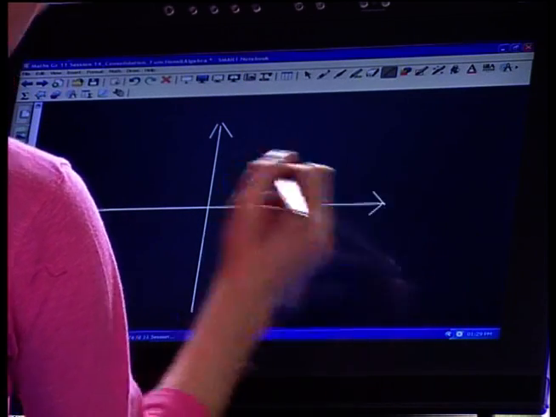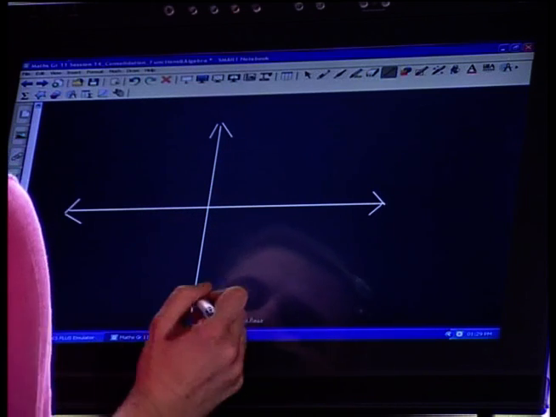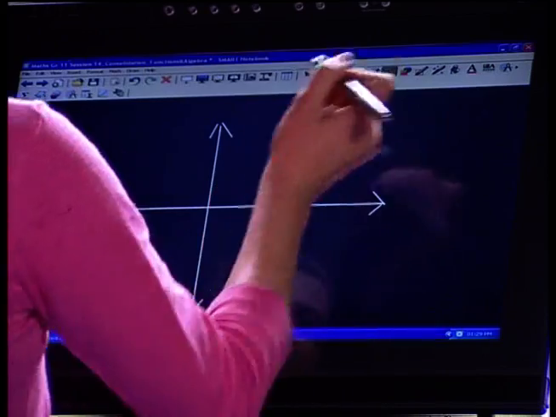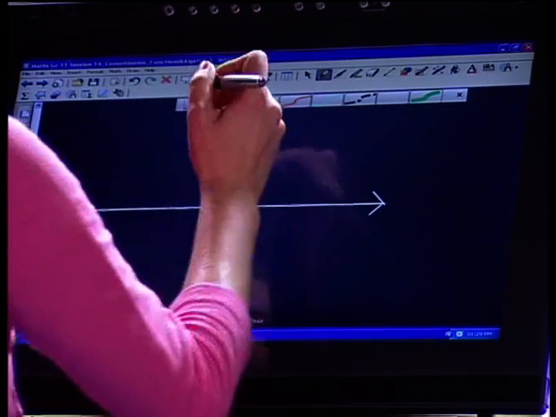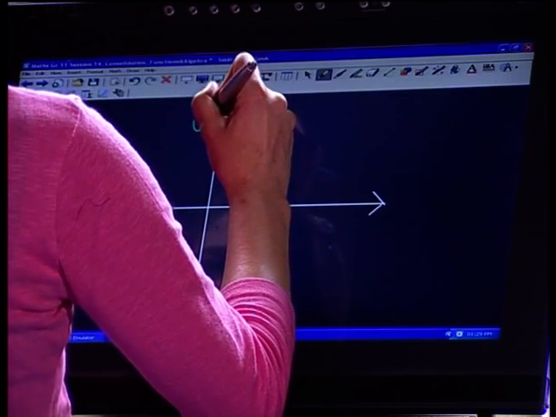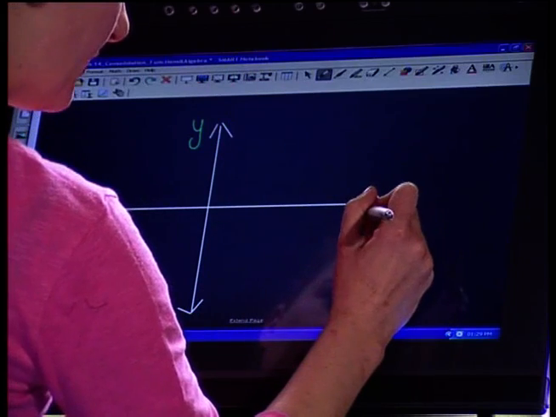I'm putting my arrows onto my axes, and it's very important that you label your axes. You might not necessarily get marks deducted for not labeling your axes, but it always creates a good impression if you leave nothing to chance.